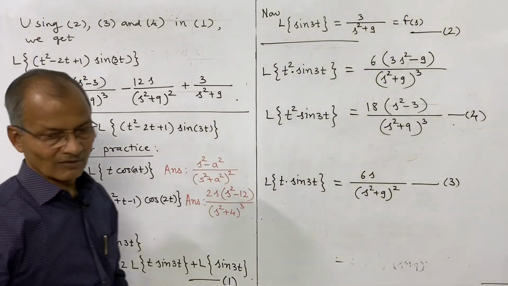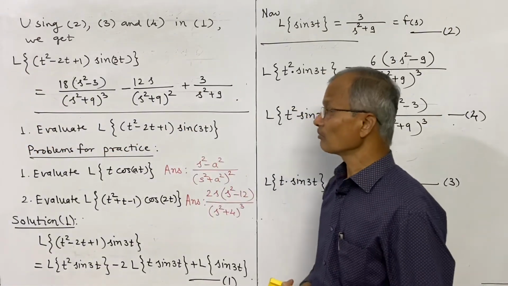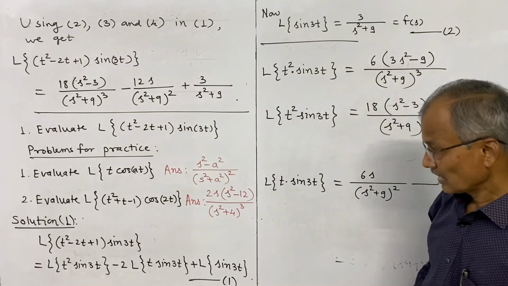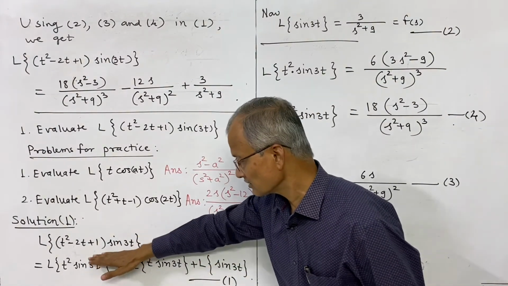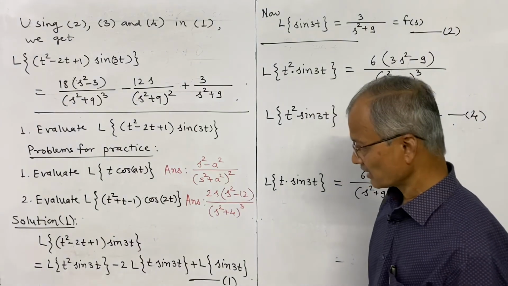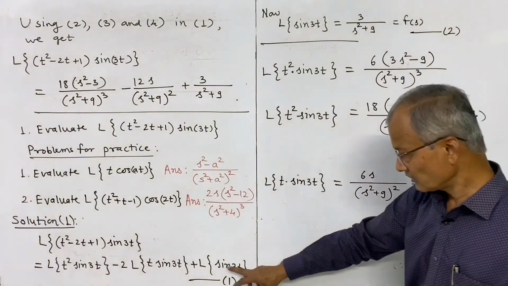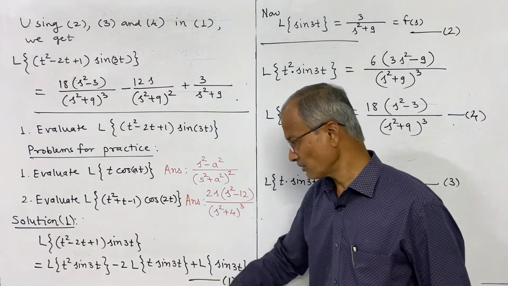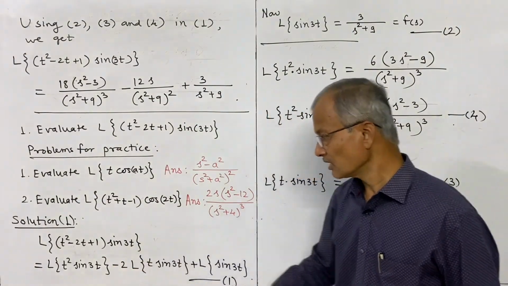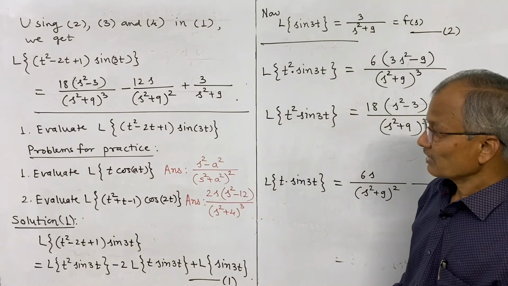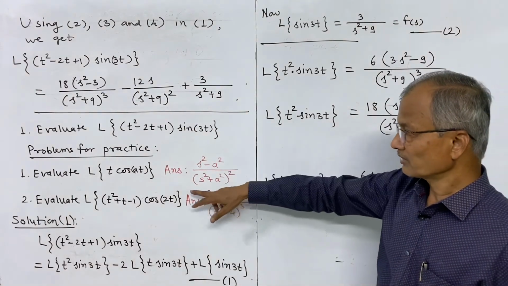In this way we have to use the theorem on multiplication by powers of t. See, this is the required transform, and we have split in 3 parts, and we have obtained the Laplace transform of each separately. For this we have used the theorem. So thus this completes the solution of the first problem.